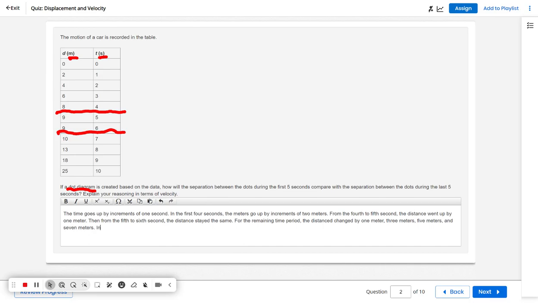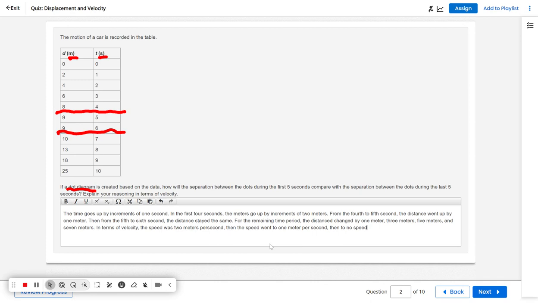So in terms of velocity, because they want us to talk about it in terms of velocity, the speed was 2 meters per second. Then the speed went to 1 meter per second. Then to no speed.